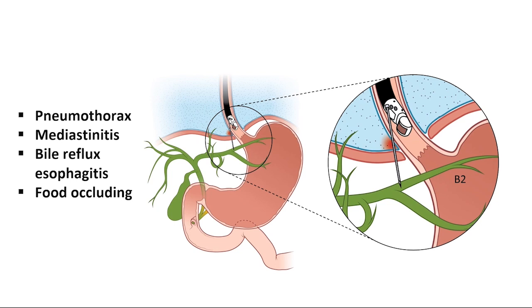Transesophageal puncture should be avoided as far as possible due to the risk of pneumothorax, mediastinitis, bile reflux esophagitis, and food occlusion of the stent. The likelihood of transdiaphragmatic or transpleural access can be minimized by the following.